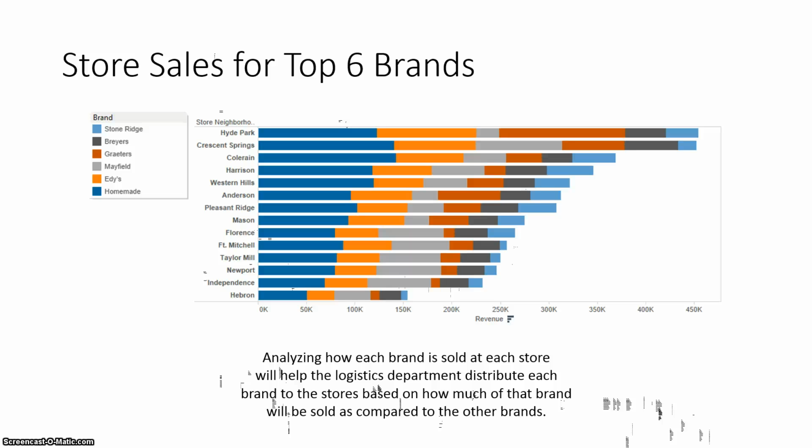We can also apply this technique toward all the other stores, noting also that Hebron is the lowest selling store by a landslide, so we can probably focus a little bit less on them if we need to make a tiebreaker decision.